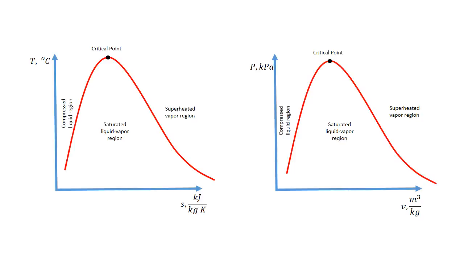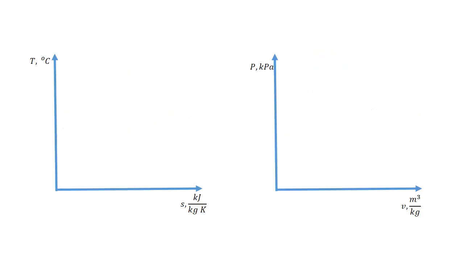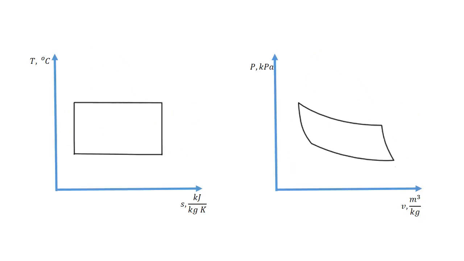Above this phase diagram, the thermodynamic cycles will be drawn. For example, these are the temperature entropy diagram and the pressure specific volume diagram of the Carnot cycle. The area under the curve of these diagrams represents the net work produced, which is equivalent to the net heat transfer of the cycle. We will go into more detail of how to draw these diagrams later.